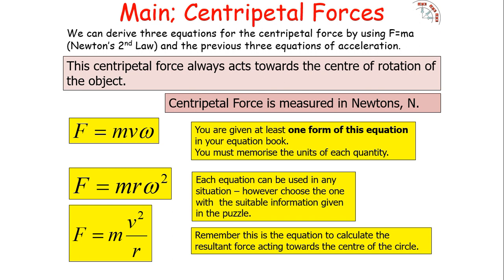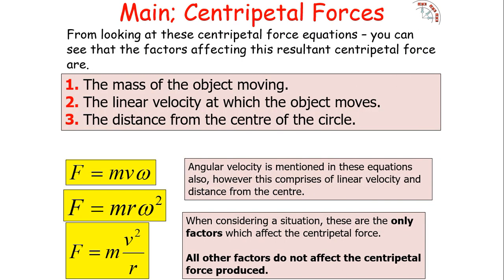Now, like for acceleration, each equation can be used in any situation, but you've got to choose the one with the most suitable information given in the question. Again, always remember that this equation calculates the resultant force acting towards the center of the circle. From looking at these three equations, you can see the factors that affect the resultant centripetal force. m, the mass of the object moving. v, the linear velocity at which the object moves. And r, the distance from the center of the circle of rotation.